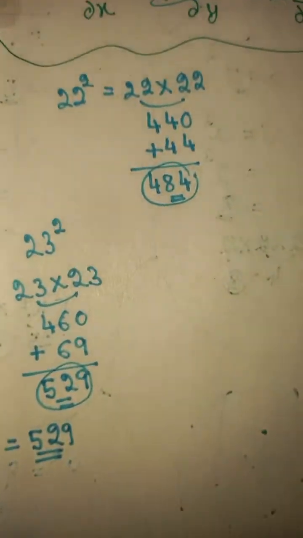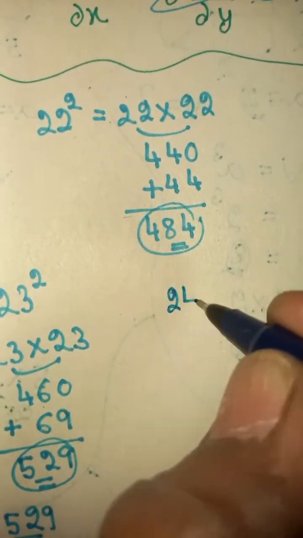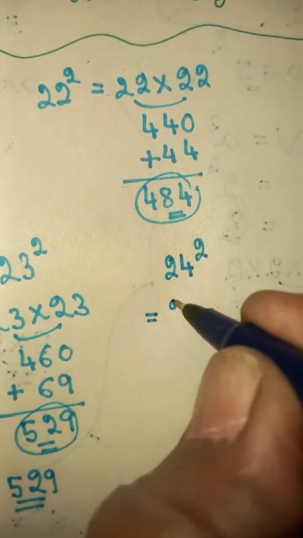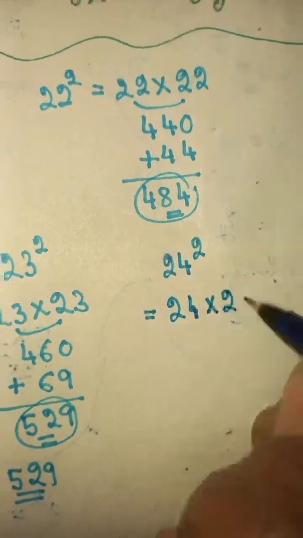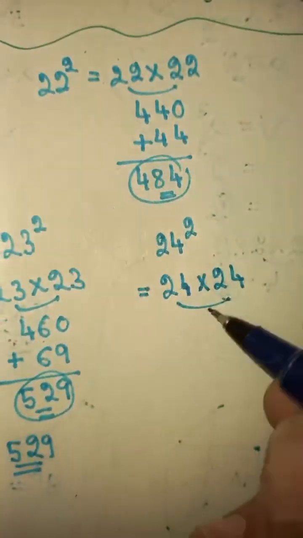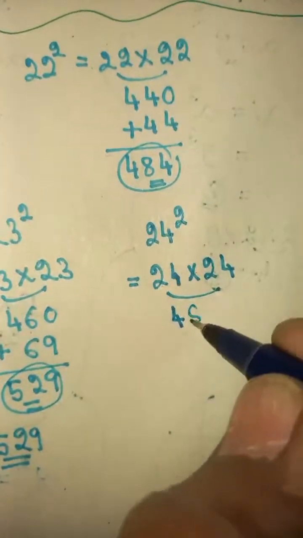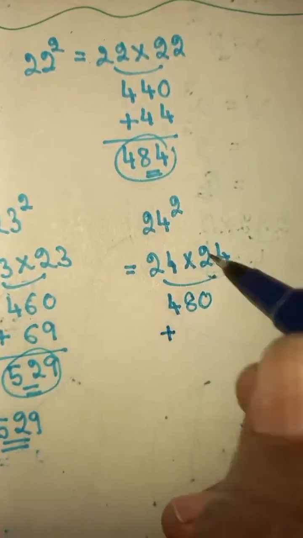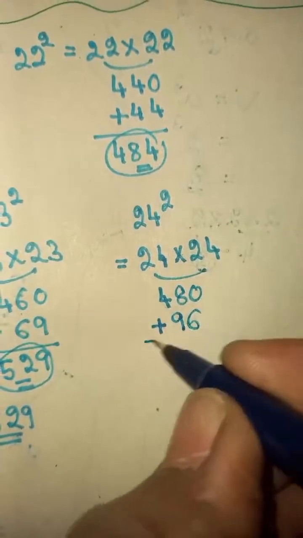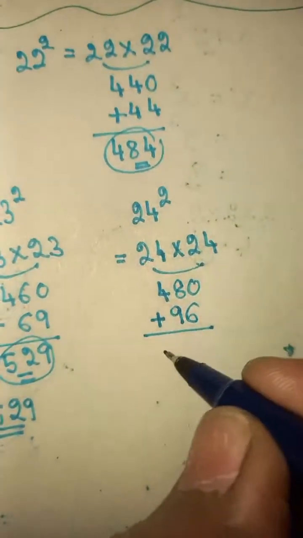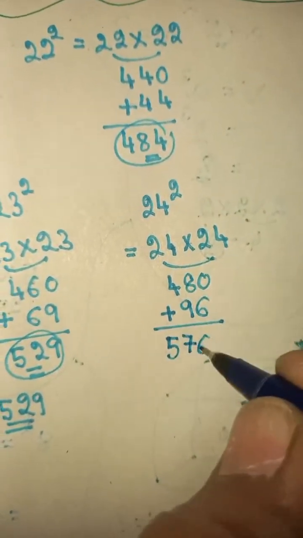Let's find out what is the 24 square value. 24 square is equal to 24 times of 24. 24 times of 20 becomes 480, plus 24 times of 4, which is 96. When you add them, you get it as 576.